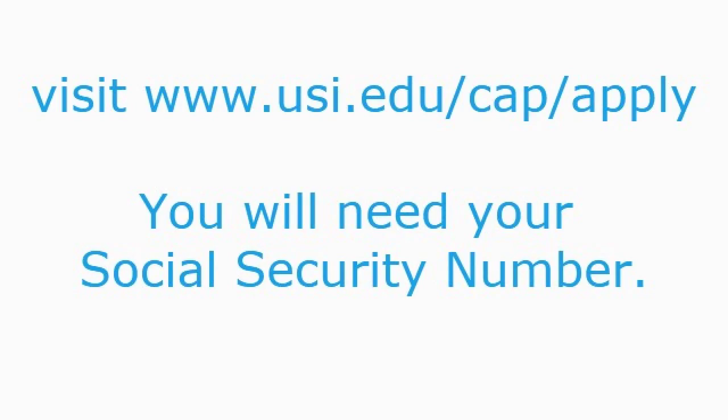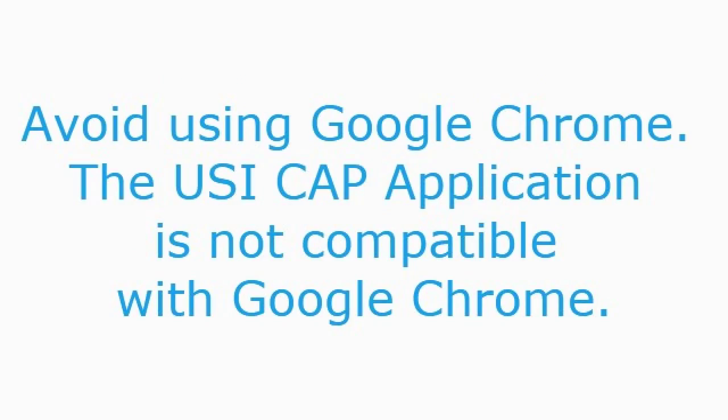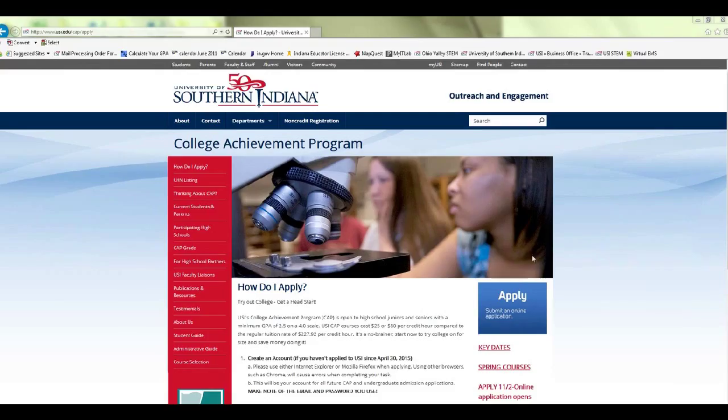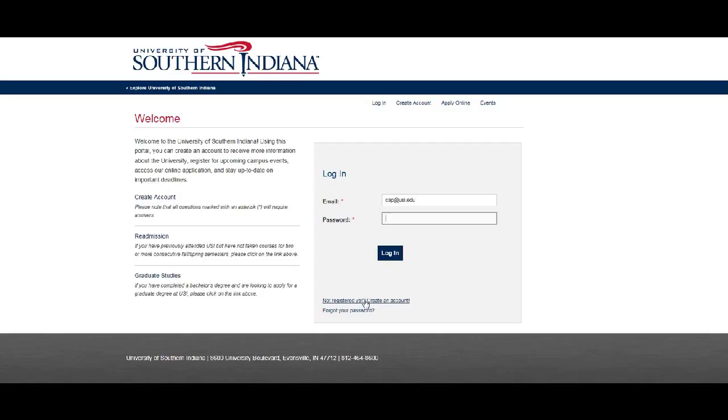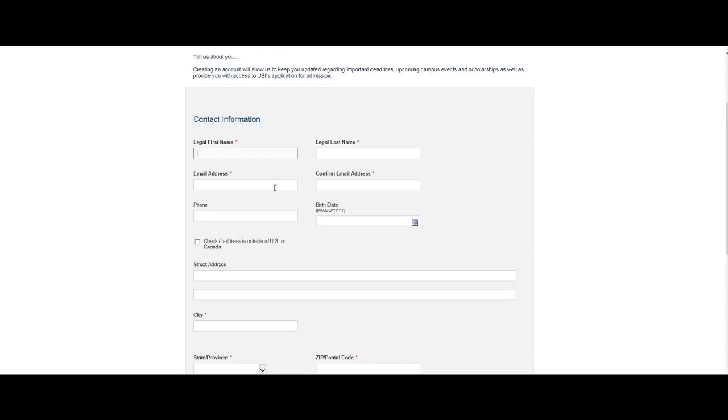Visit www.usi.edu/cap/apply. Do not use Google Chrome as it is not compatible with the CAP application. You will click the blue apply button on that page, and if you applied to CAP in the fall, you will need to use the same login credentials that you created at that time. If you are new to CAP and the application process, you will need to create an account.